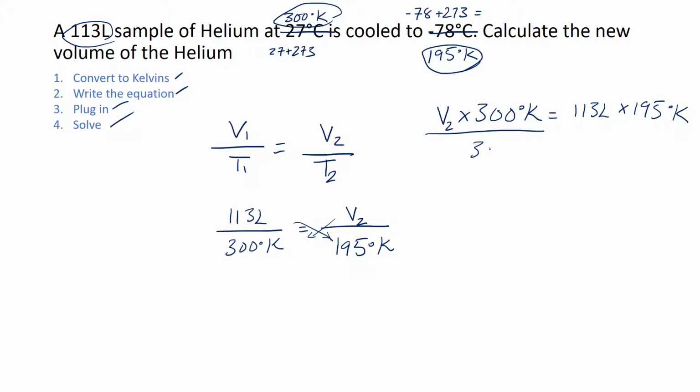Let's divide both sides by 300 kelvins. That way I could isolate the variable. I want to know what V2 is. Get out of there, 300 K. If you notice, the kelvins cancel out. So long kelvins, hello liters. So V2 is equal to 113 times 195 divided by 300. And I got 73.45 liters.